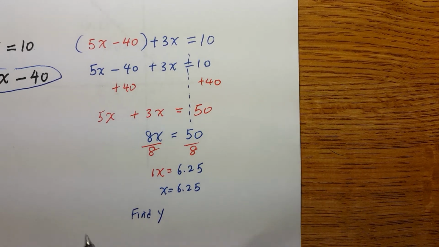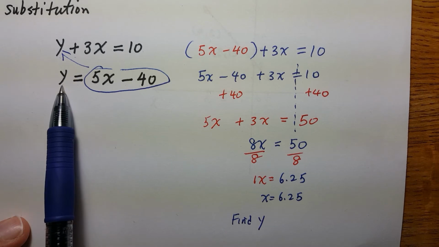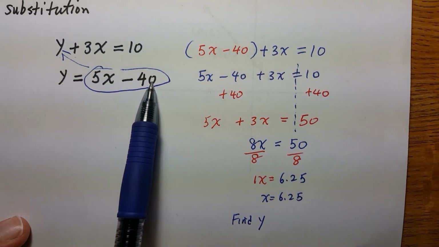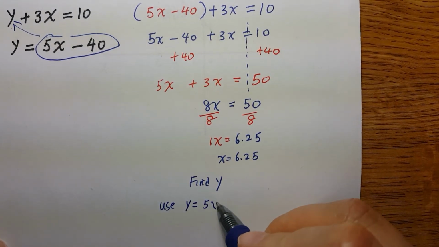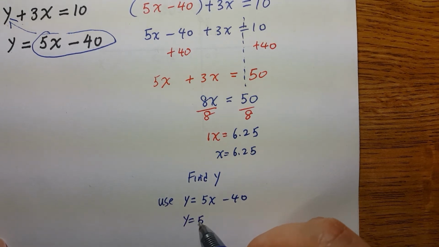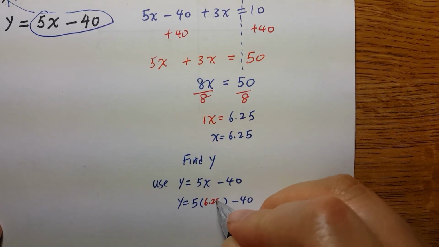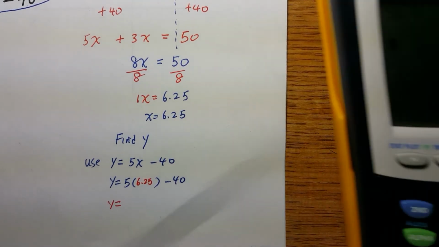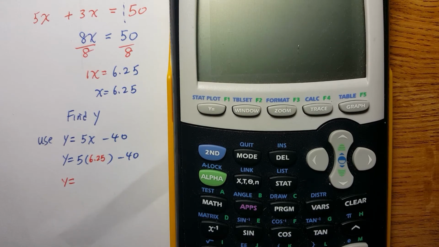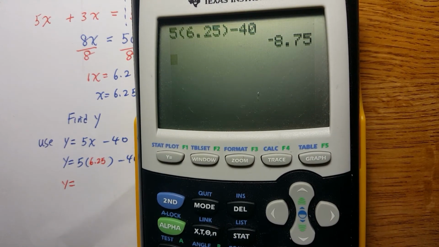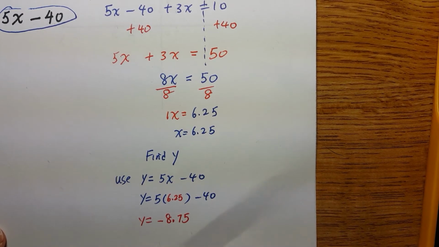Next step is to find y. To find y, we're going to use any of these equations. Before, I chose the top one; this time I'm going to choose the bottom one, because y equals 5x minus 40 has y already on the left side. So y equals 5 (parentheses) minus 40, and I already know that x equals 6.25. So I do substitution and type it in the calculator: 5 times 6.25 and minus 40. So I got negative 8.75. So that is a solution.